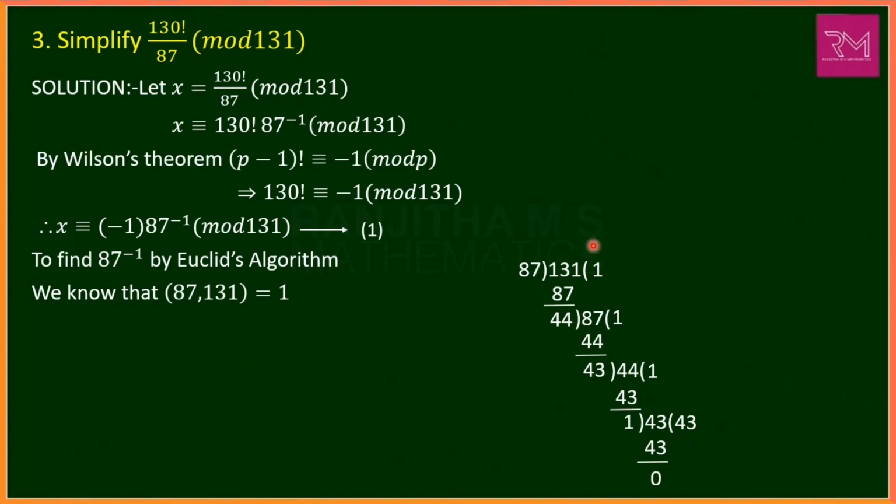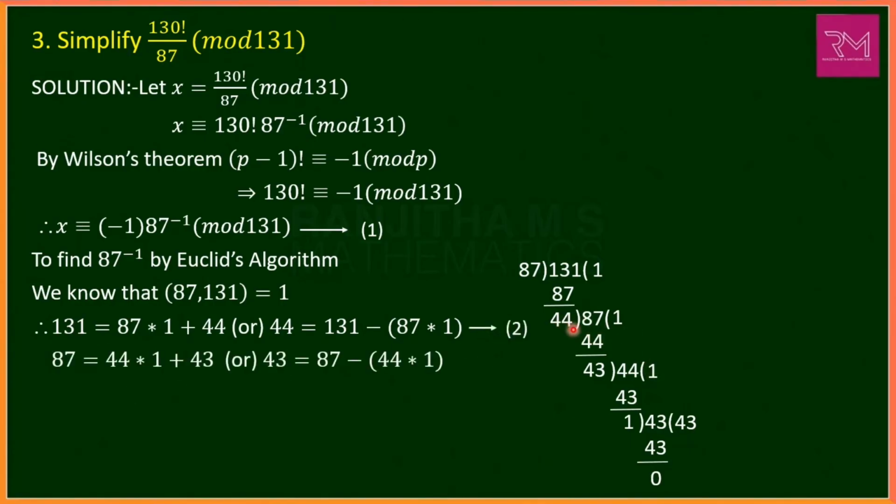Next we have to apply the Euclid algorithm formula. From this factorization we have 131 equal to 87 into 1 plus 44, or we can take this as 44 is equal to 131 minus 87 into 1. Call this equation number 2. In the similar way we have 87 equal to 44 into 1 plus 43, or 43 is equal to 87 minus 44 into 1. Call this equation number 3. Similarly we have 44 equal to 43 into 1 plus 1, or 1 is equal to 44 minus 43 into 1, and call this equation number 4.